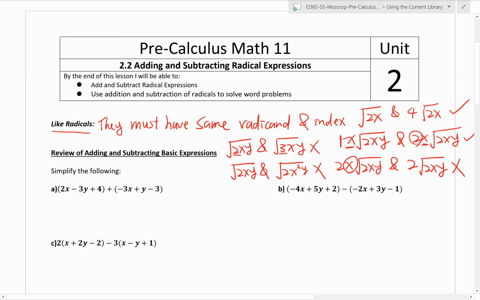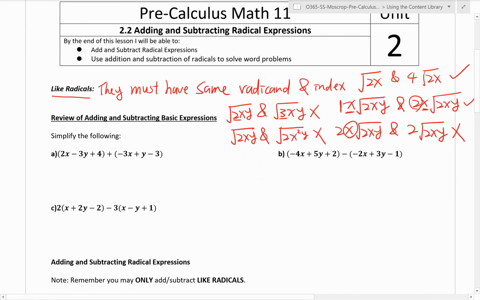Okay, so hopefully you understand what like radicals are. And we are going to do something about them in today's lesson. Before we do that though, we're going to review quickly the polynomials that we've done in the past. Let's see how we simplify these. So we are adding polynomials here. We have 2x plus negative 3x. Recall that's just 2x minus 3x, that's negative x.